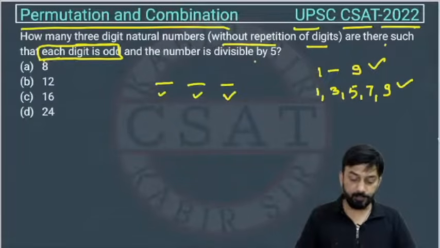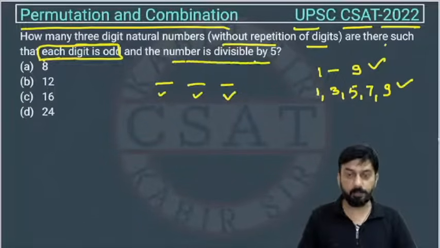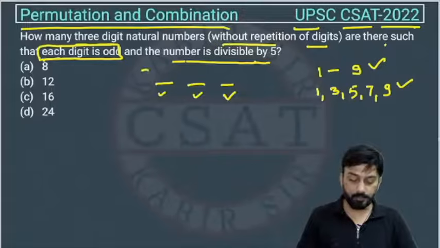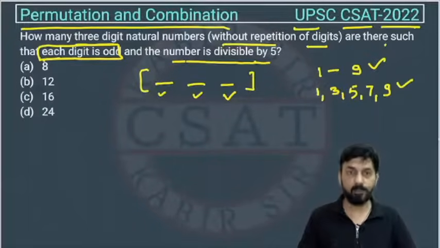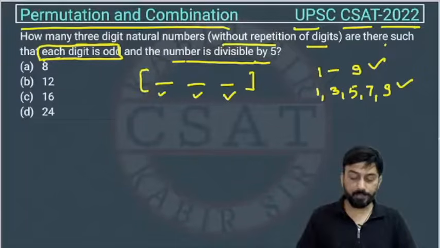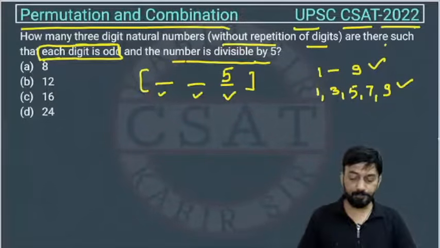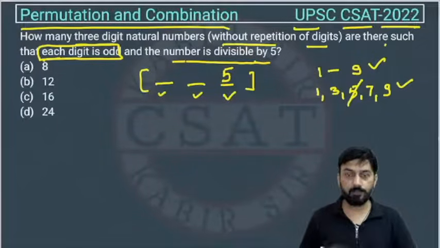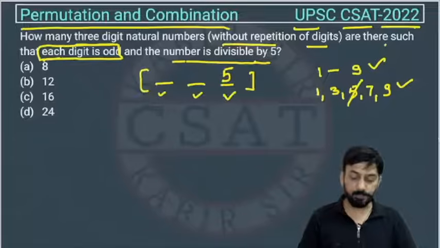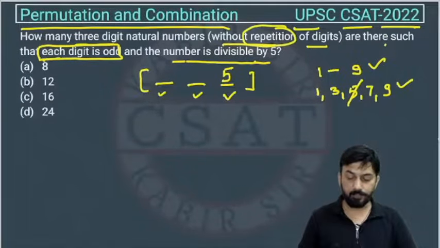Okay. Then one more condition is given, that the number is divisible by 5. So this number should be divisible by 5. If you remember from the number system in the divisibility rule, right? The number will be divisible by 5 if the last digit is 5 or 0. But here we have to consider only 5, because we have to consider only natural numbers, right? So the last digit will be 5. So 5 is already used. We cannot use 5 again, because there is no repetition allowed, right?